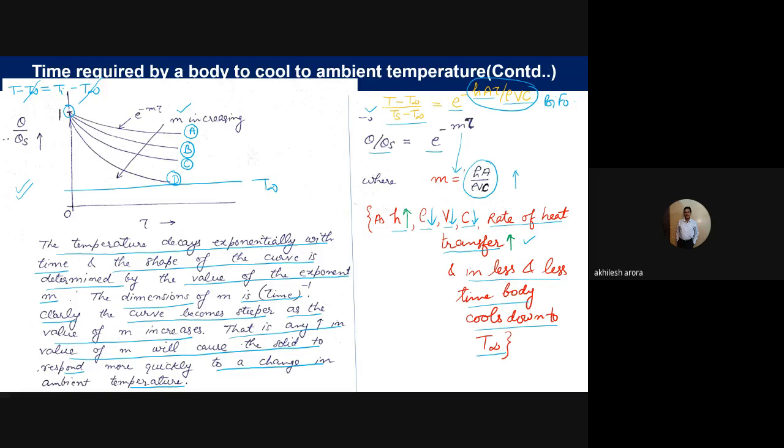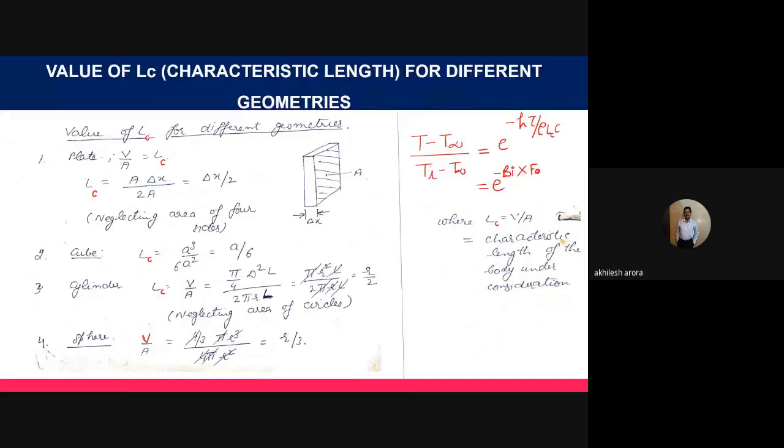Okay, so this is a very important aspect, and we will discuss later on why the value of h should be large, or the value of the density should be low, the volume should be low, and the heat capacity should also be low. So this is the importance of m actually. Now we have discussed the characteristic length. When we have to do numerical problems, we should know the value of the characteristic length for different geometries. So that is what we are going to discuss here.